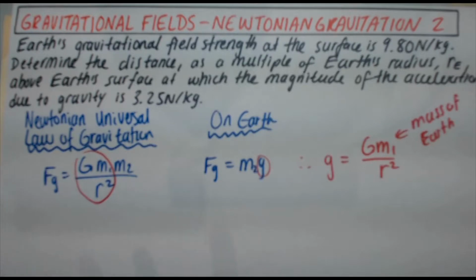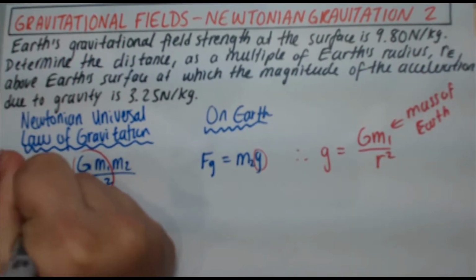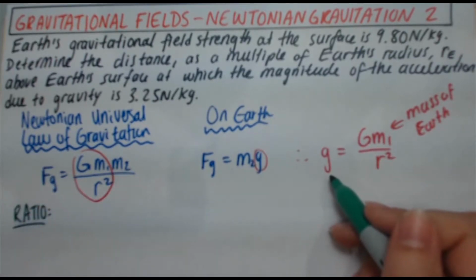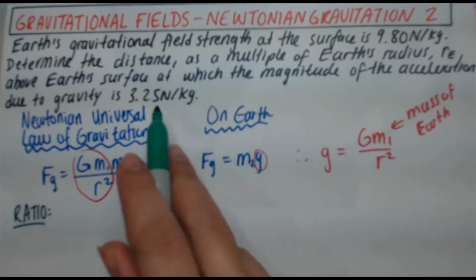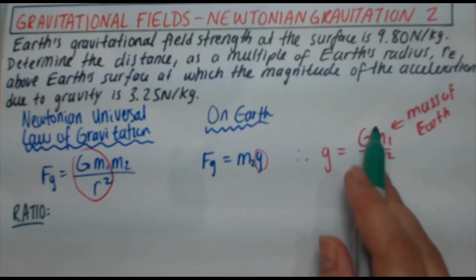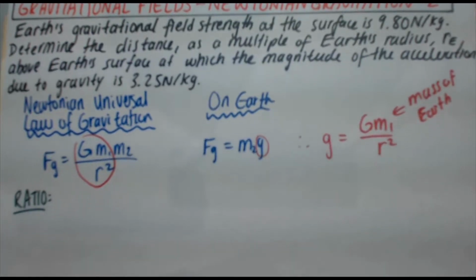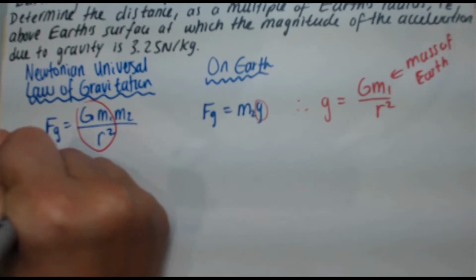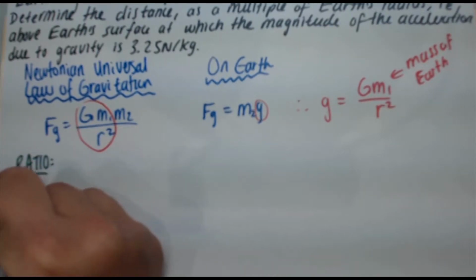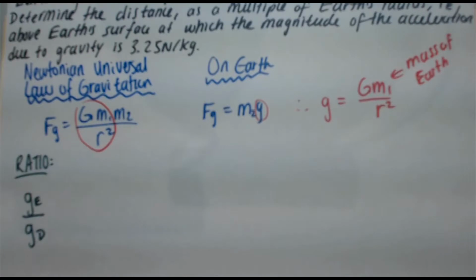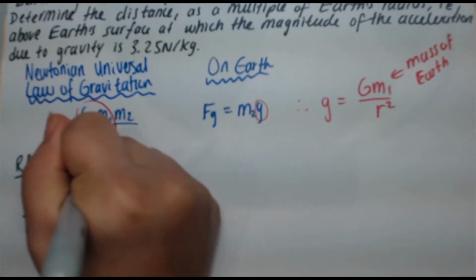Now, because we're looking for the distance as a multiple of Earth's radius, we're not given Earth's radius, and you're not supposed to actually plug it in because the question says determine it as a multiple of Earth's radius. So we're going to have to solve this as a ratio. The way that we're going to do that is compare the accelerations due to gravity on Earth versus at this certain distance, because we have an expression for the acceleration due to gravity now. So this ratio is going to be the acceleration due to gravity on Earth over the acceleration due to gravity at some distance d. Okay, so let's plug it in.